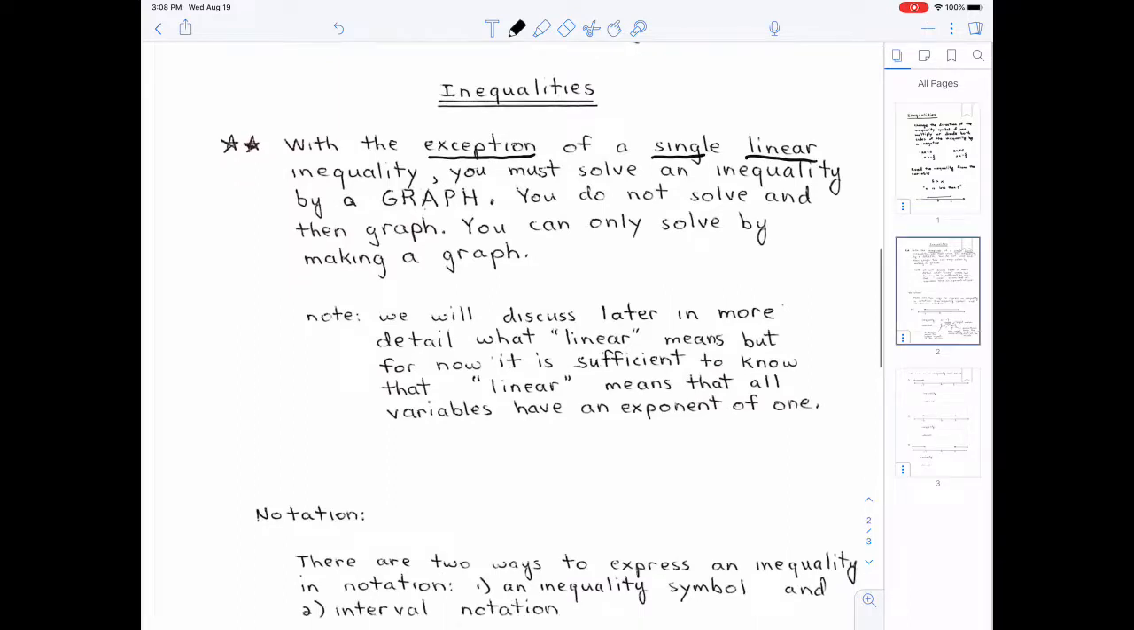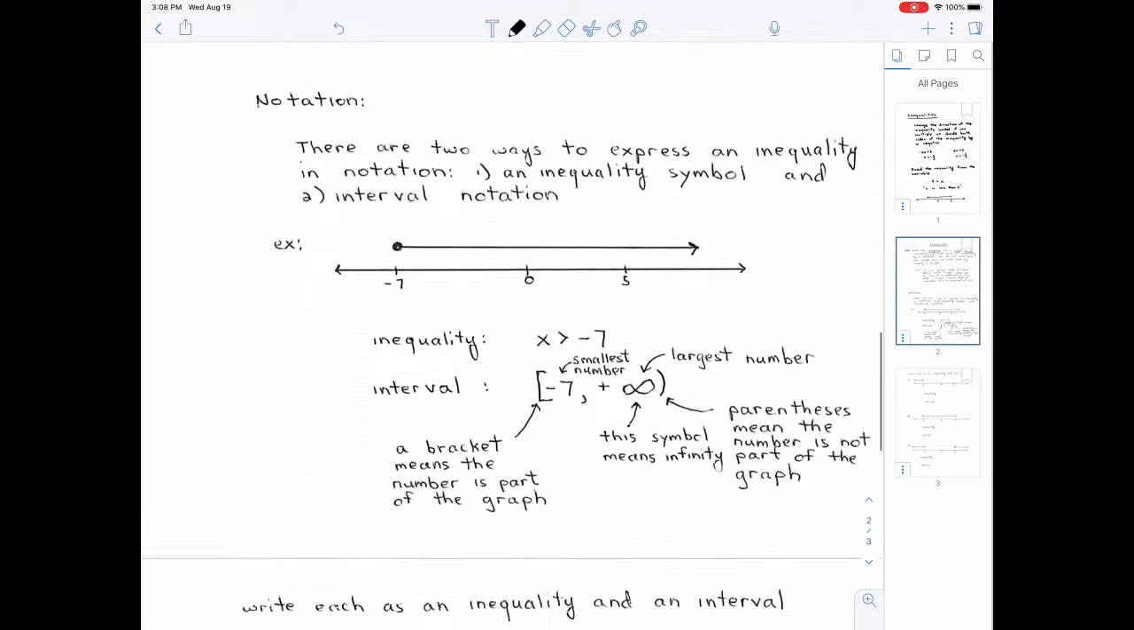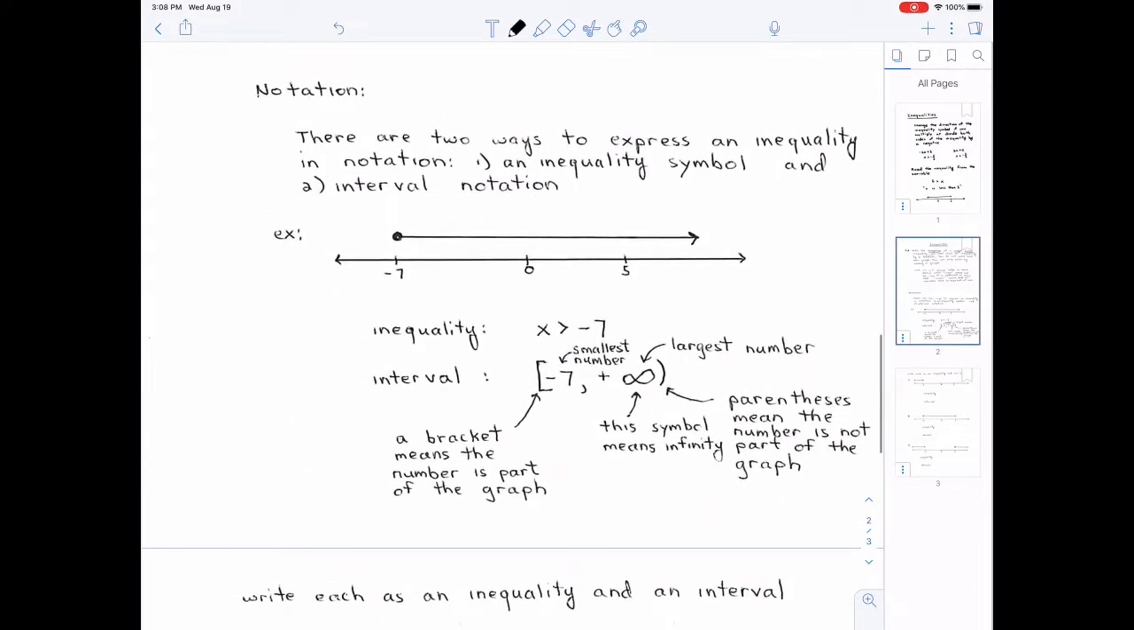So that's really about all I have to say about inequalities. What I want to talk about is notation. This doesn't tell you how to do something. It just tells you how to write something or how to express something. Okay, there are two ways to express an inequality.